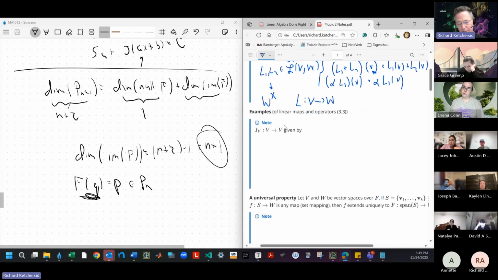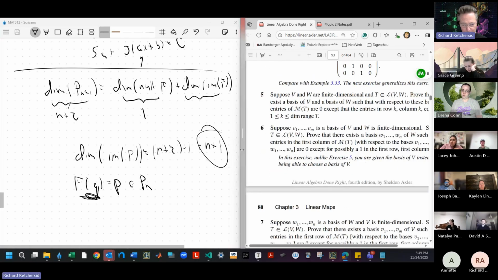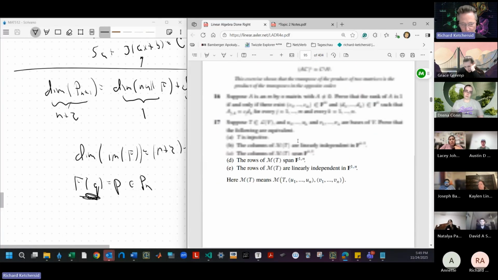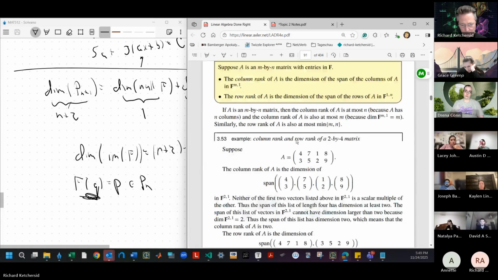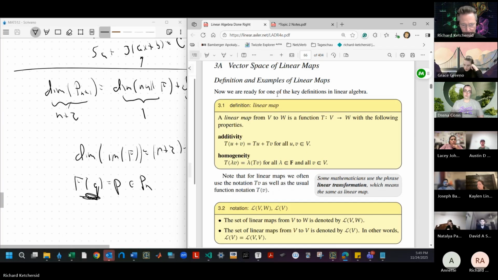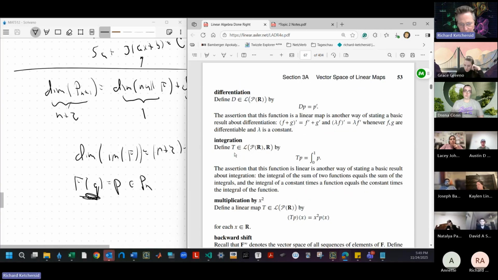What are some examples of linear maps? Your book actually has a bunch of good examples of linear maps. So this is section 3.3. Let me just find that real quick. Yeah, just right here. There's a bunch of good examples right in this section. So page 53, at least in this version. This is the latest version that's online.